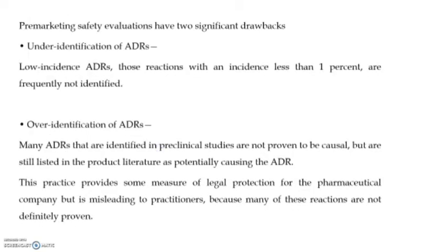And the pre-marketing evaluations may have two drawbacks, and it may be either due to under-identification of the adverse drug reaction or over-identification of the adverse drug reaction. And under-identification may be due to low incidence of adverse effect, and those reactions with an incidence less than 1% are frequently not identified. Whereas in over-identification, many adverse drug reactions that are identified in preclinical studies are not proven to be causal, but are still listed in the product literature as potentially causing the adverse drug reaction. This practice provides a measure of legal protection for the pharmaceutical company, but is misleading to the practitioners because many of these reactions are not definitely proven.